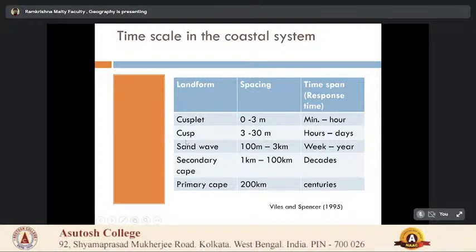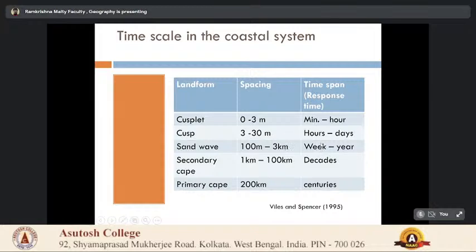Then cusps, a larger landform. It looks like a cusp plate, but it has a larger dimension. Cusps have 3 to 30 meters spacing, and it takes hours or days to create and destroy. Then a sand wave has a spacing of 100 meters to 3 kilometers. We know the sand waves in coastal areas, the sand dunes.